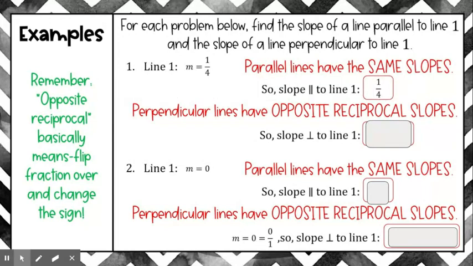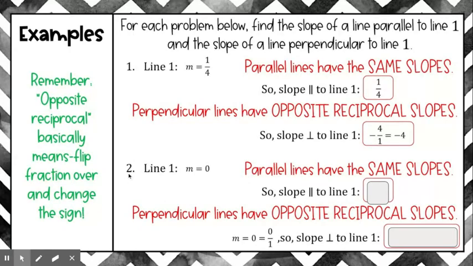Perpendicular lines have opposite reciprocal slopes. So for the slope that's perpendicular to line 1, we're going to flip the fraction and change the sign. Our original fraction is 1/4. So we're going to get 4/1 and make it a negative. Well, -4/1 is just like saying -4. So if we can reduce our fractions, we're going to reduce them, okay, guys?